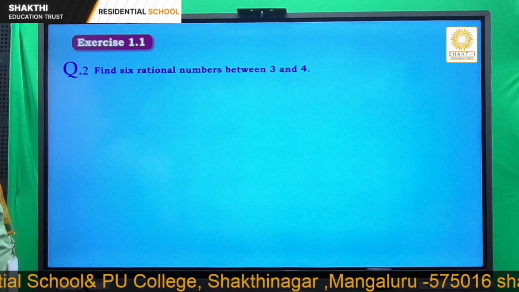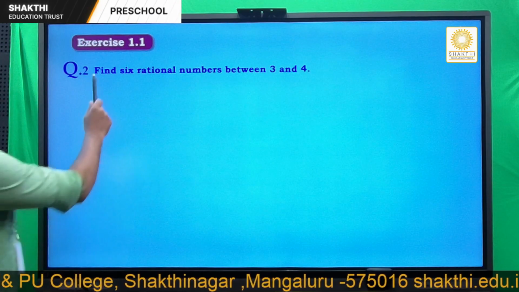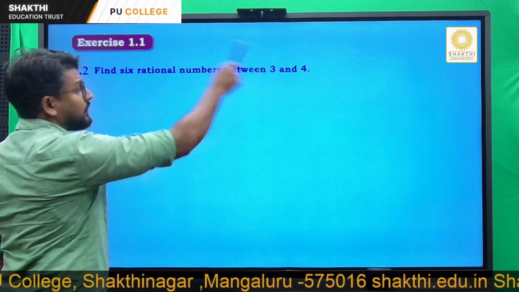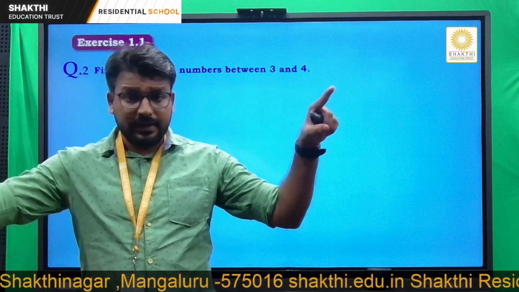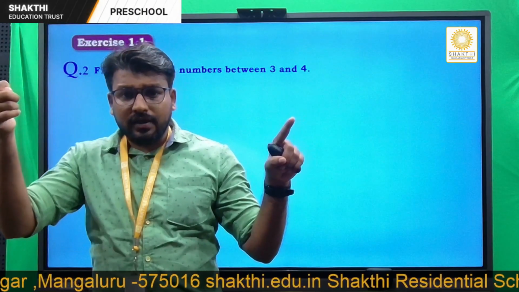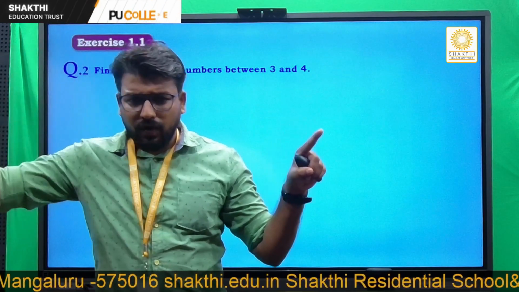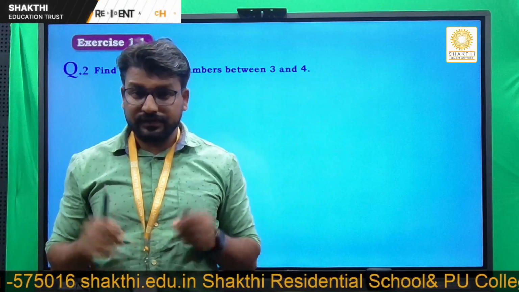I'll take the second question of the same exercise 1.1. The question says that we need to find 6 rational numbers between 3 and 4. Yes, true. In the number line, you all know that 0 will be in the middle, and on the left side you will be having all these positive integers, and the right side will be having negative integers.